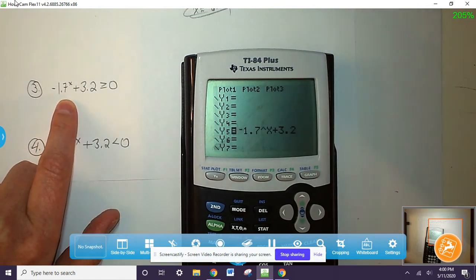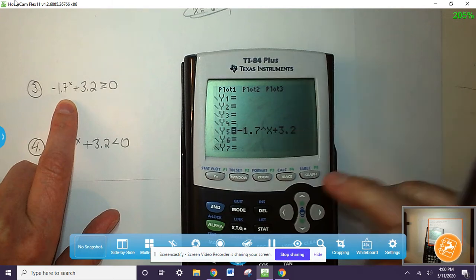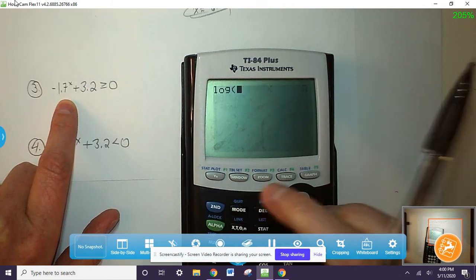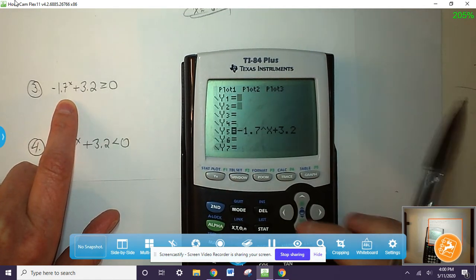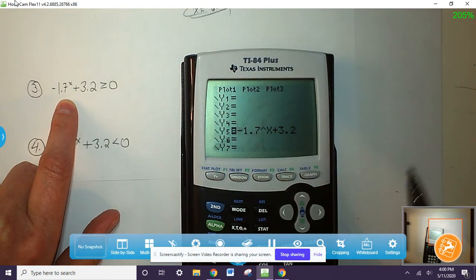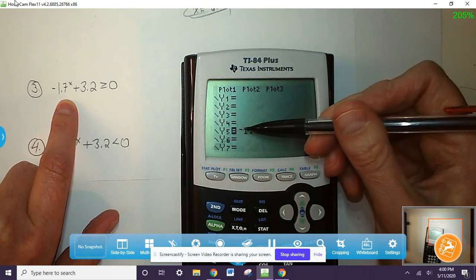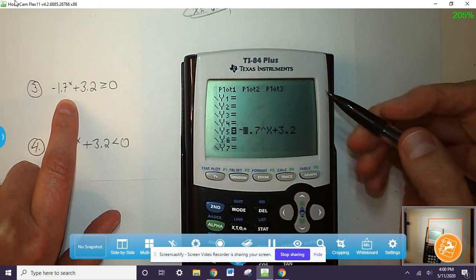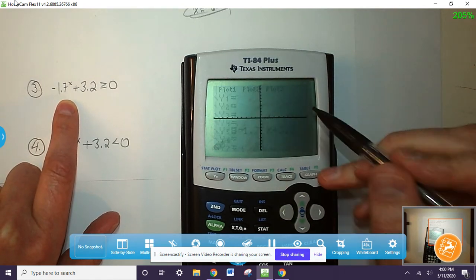Don't put a minus. If you put a minus, you're going to get a syntax error, because when it's the very first thing in the equation or expression, it needs to be a negative instead of a minus. All right, so you're putting the negative there instead of the minus operation. And here's the graph we get.